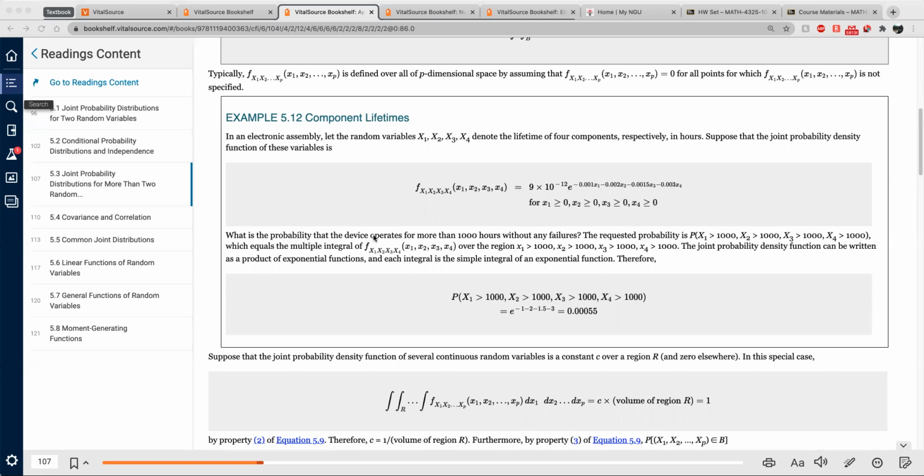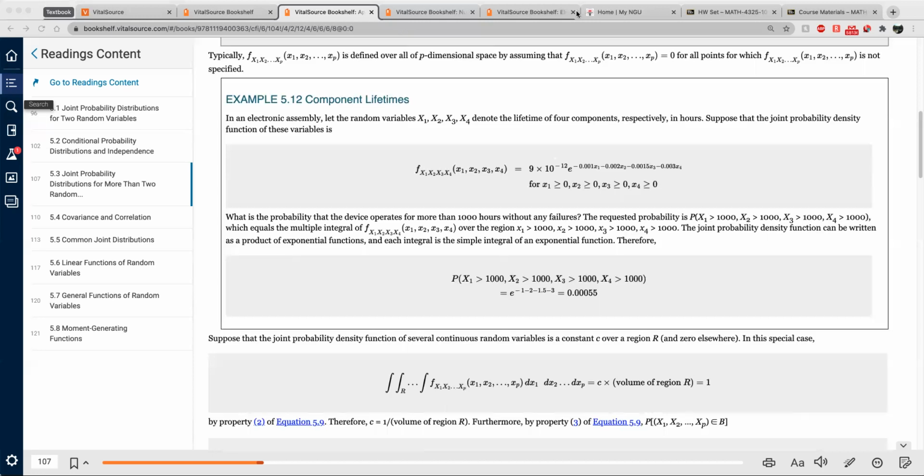What is the probability that the device operates for more than 1,000 hours without any failure? The requested probability is this. More than 1,000 means we need to find the probability that x1 through x4, all four variables, are greater than 1,000, which equals the multiple integral of the joint PDF over the region. The joint probability density function can be written as a product of exponential functions, and each integral is simply an integral of an exponential function. Therefore, this. What that means, I'll show you why this is equal to this on a scratch paper. Just give me a second.